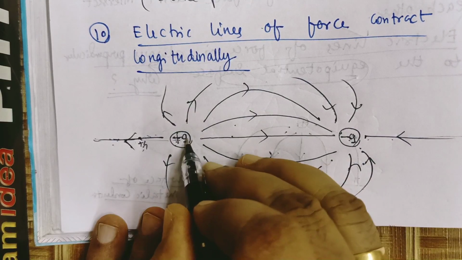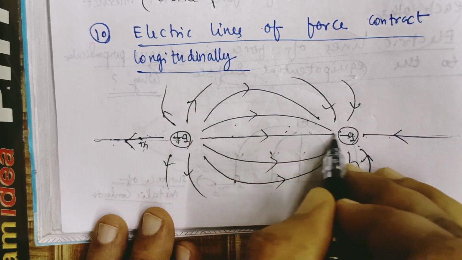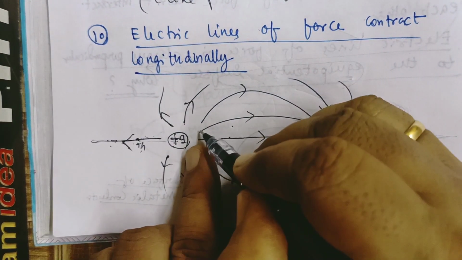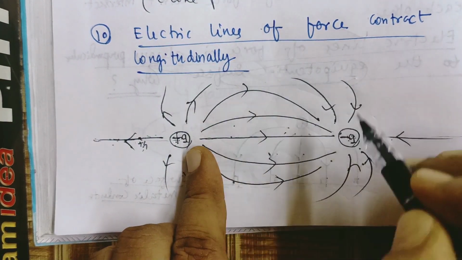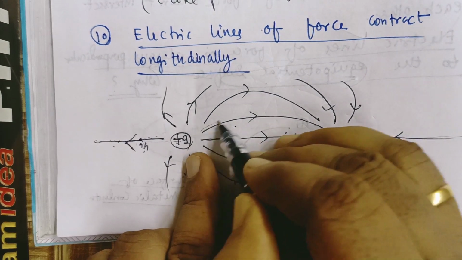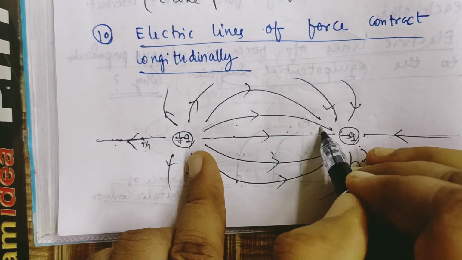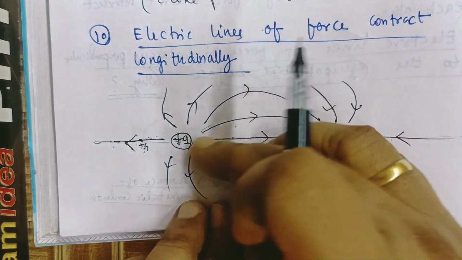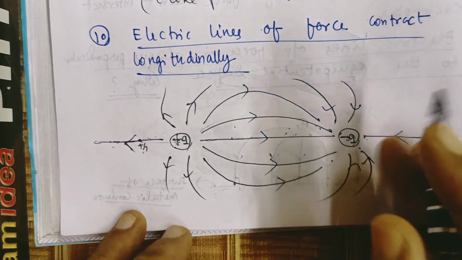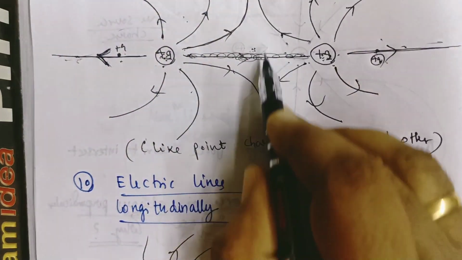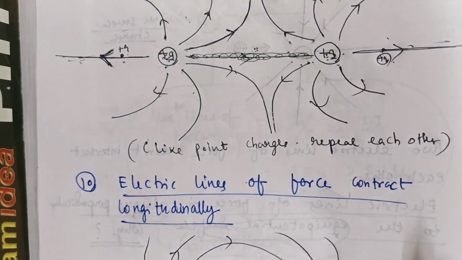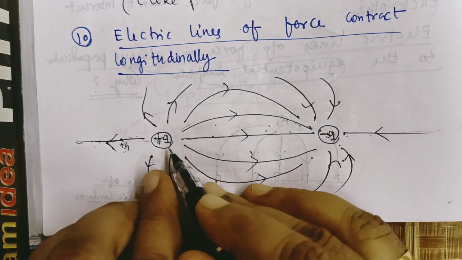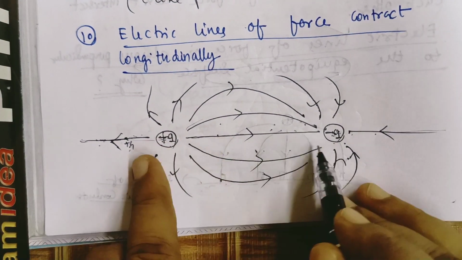At the middle, from the positive charge, lines of force start here. If there were no other charges, these lines of force would be like this. But due to this minus charge, they are pulled. That means lines of force contract longitudinally, in this line. In this figure, they expand laterally because like charges repel. In this figure, lines of force contract longitudinally because unlike charges attract each other.